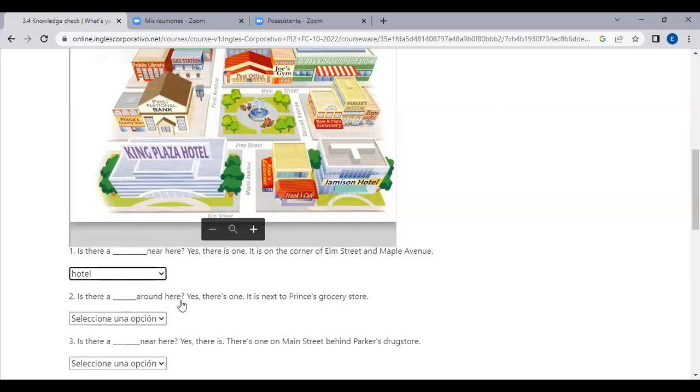Okay, then we just did. Is there a bank around here? Yes, there's one. It's next to Prince Grocery Store. What is the place? Bank. It's the bank. Thank you. Is there a museum? Yes, there is. There's one on Main Street behind Parker's Drugstore. Department store. Okay, department store.